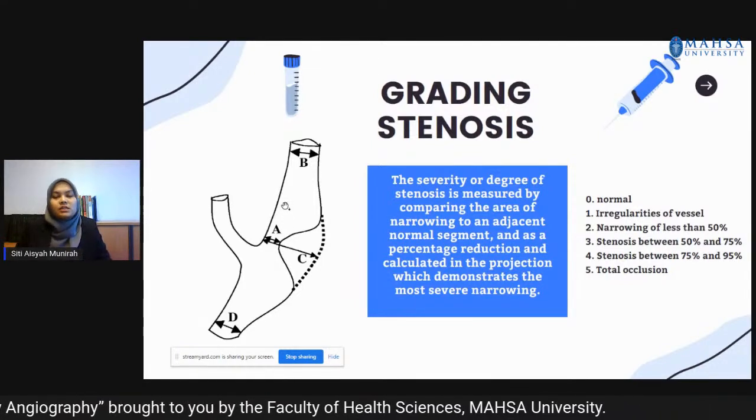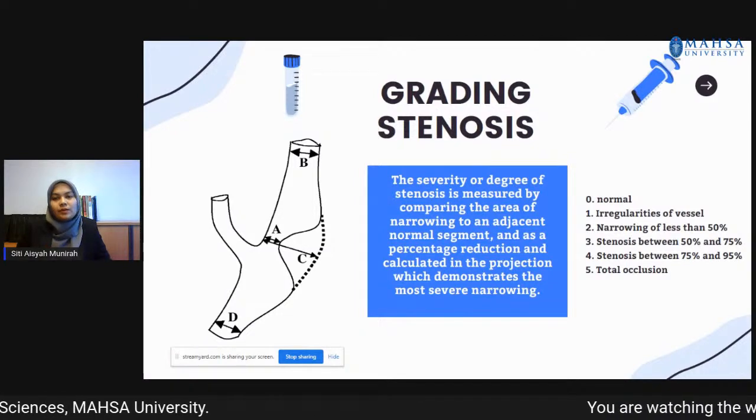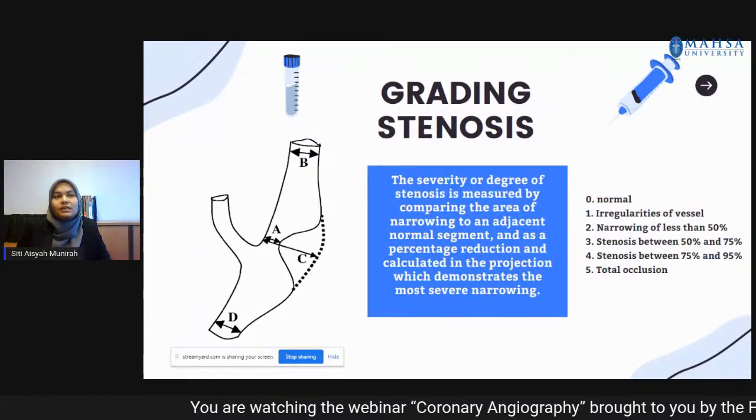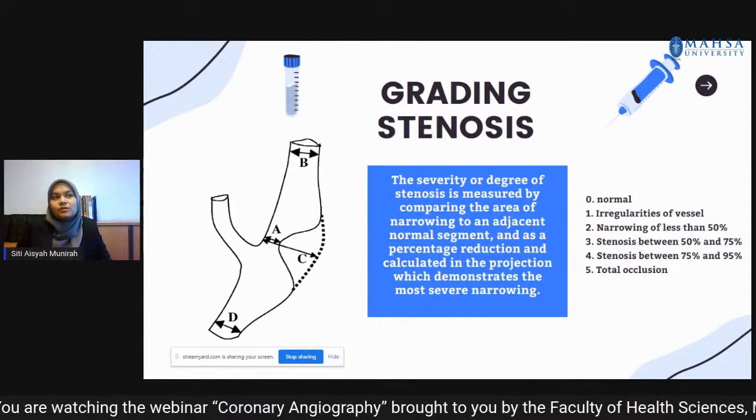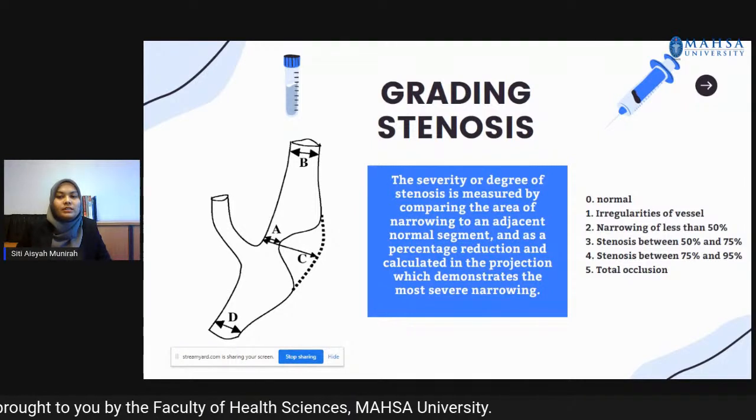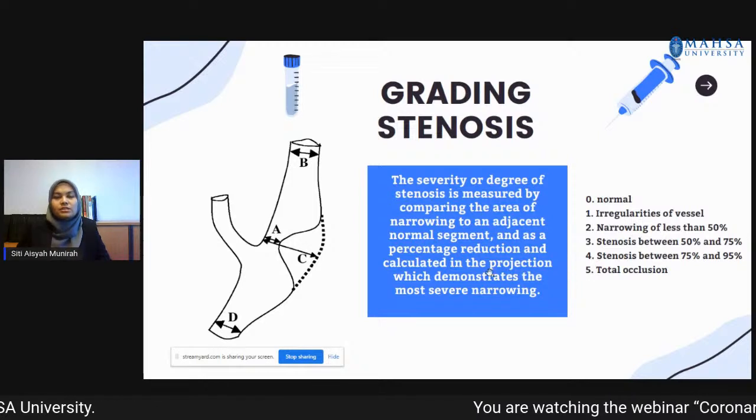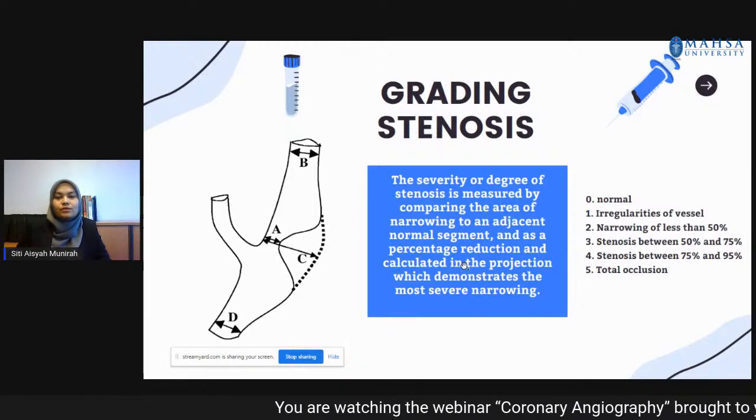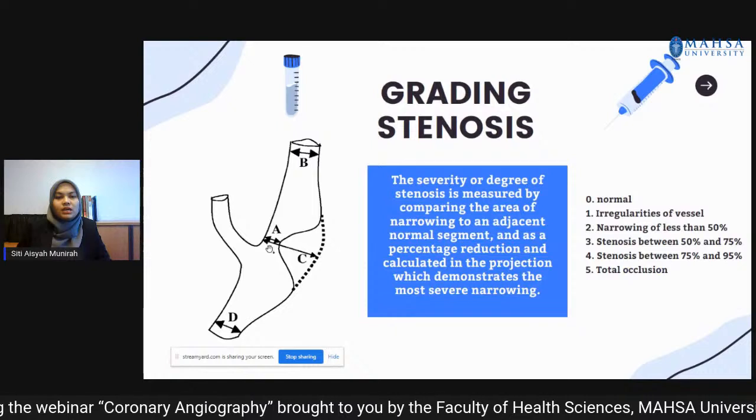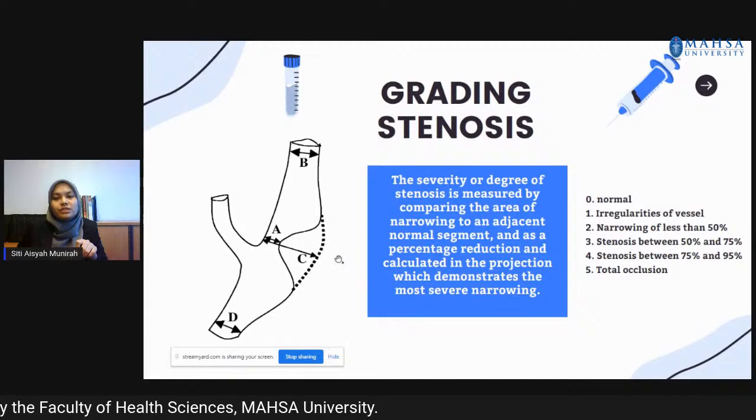So the degree of the stenosis is important because it is associated with the risk for stroke to happen. So if the degree of the stenosis is less than 50%, it is associated with normal aging, so low risk for stroke. But if the stenosis is more than 70%, it means that the patient has a higher risk, which is around 2-4% risk for stroke to happen within a year. And also the most severe one is total occlusion, which means the blood vessel is already completely blocked by the formation of a clot.